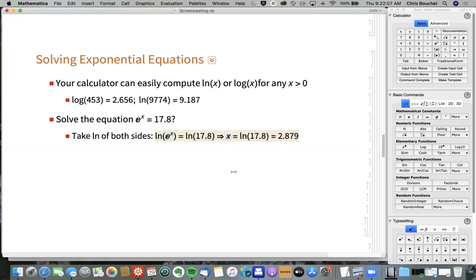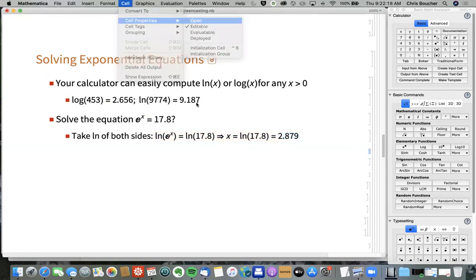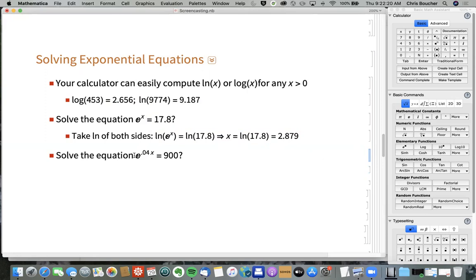So on the left, I just get x. And on the right, I get something I can do on my calculator. And I come out with x is 2.879 as the solution to that equation. Okay, a similar example, I think, here, right?